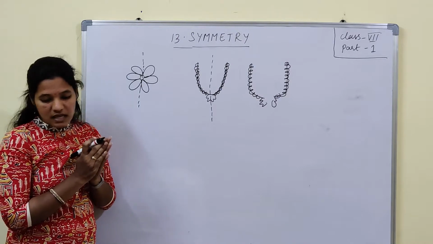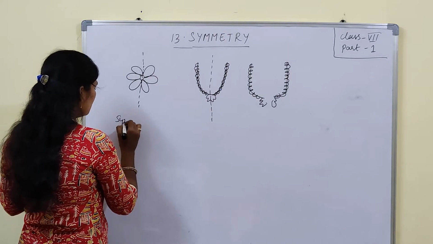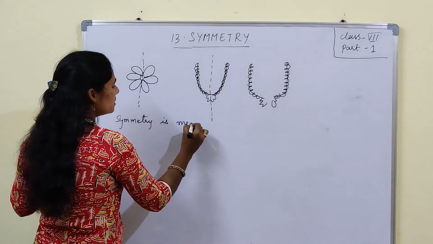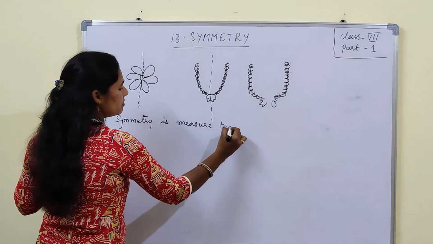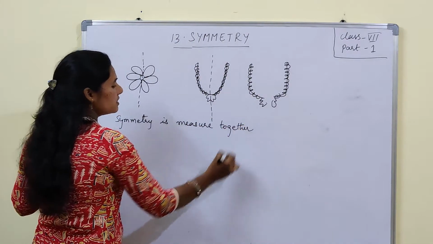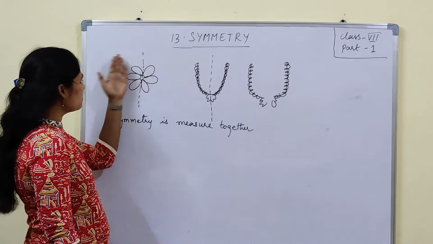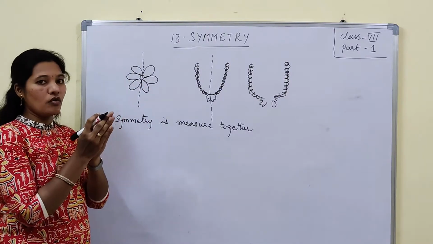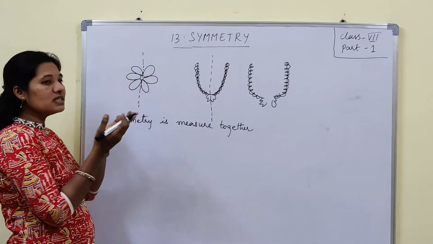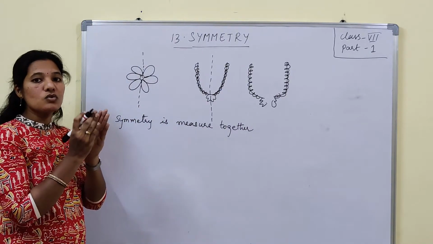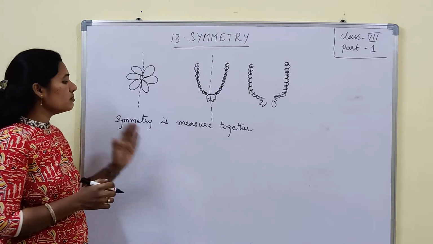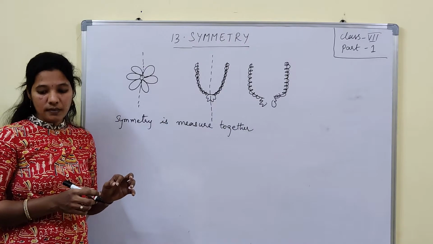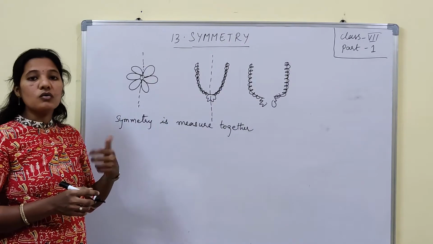Symmetry is nothing but measure together. That means this part and this part, both, we are measuring together. If it overlaps, then there comes the concept of symmetry, meaning it looks the same. So symmetry is nothing but measure together. Okay.